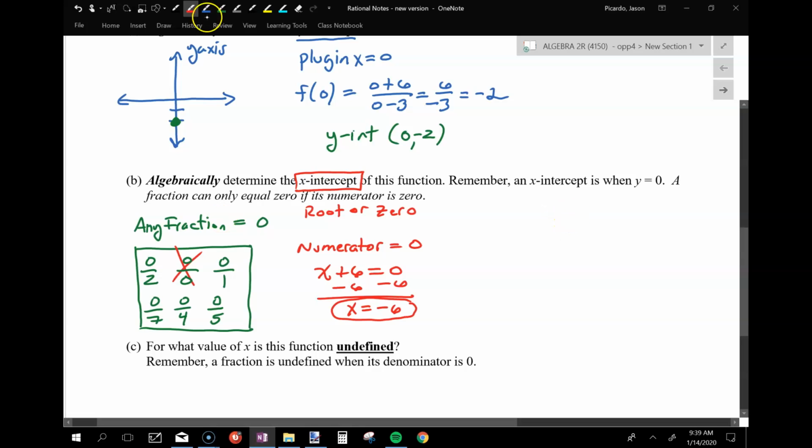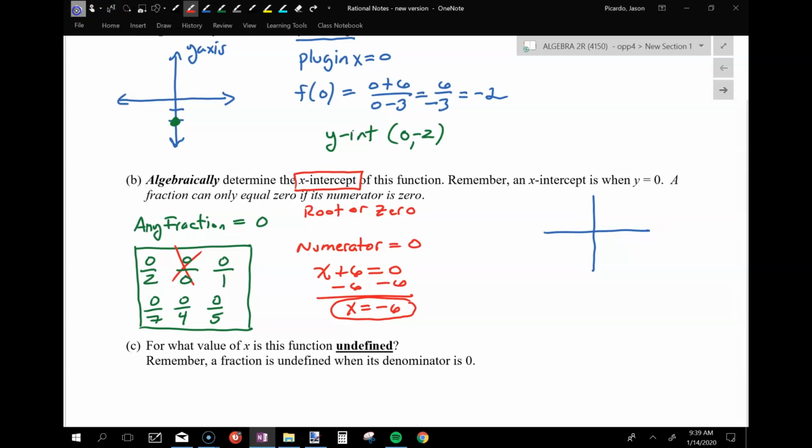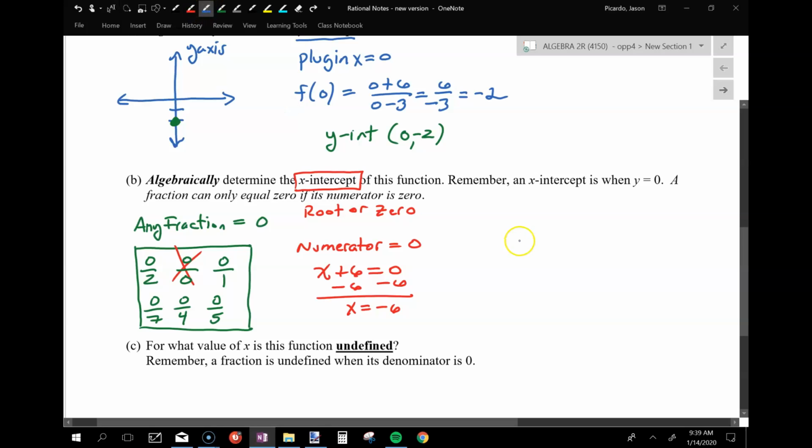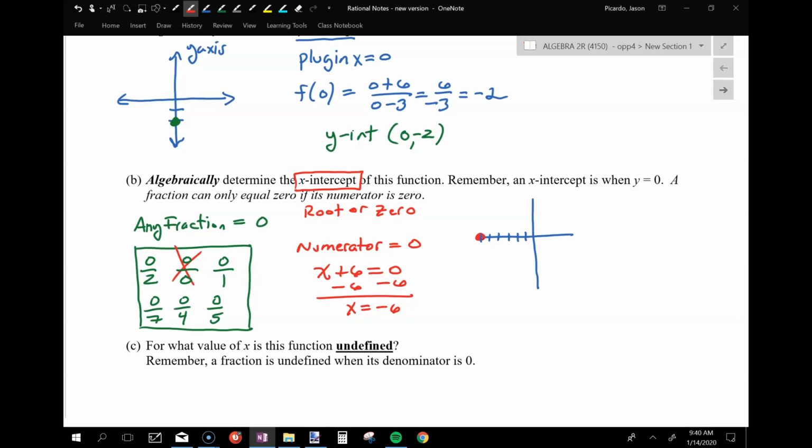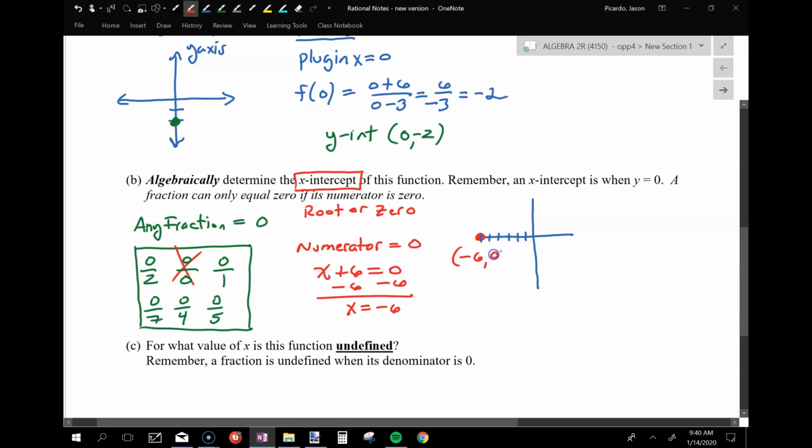Guys, if I was to graph that root, what would it look like? 1, 2, 3, 4, 5, 6. Oh, sorry, wrong place. I got to go to the left, not positive 6, but negative 6. Right here. Bang. What did I just put on my paper? A point. What does a coordinate point have? An x and a y. So what is the root? Negative 6, 0. It's a point. I got to write it as such.